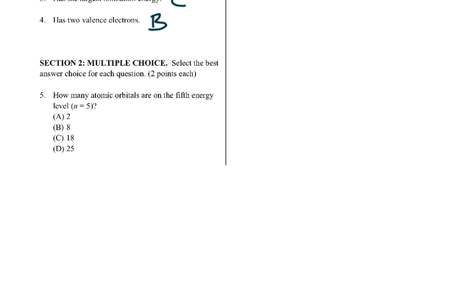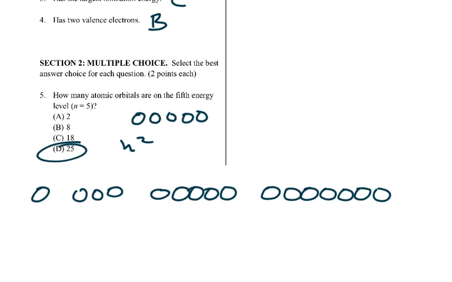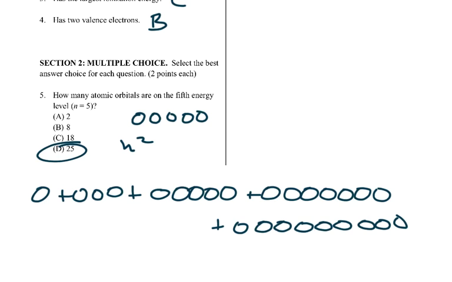Okay, multiple choice. How many atomic orbitals are on the 5th energy level when n equals 5? Atomic orbitals are like the little circles. On level 5, there's going to be 25, n squared. If we look at that, there's an s, there's 5p, there's 5d, there's 5 f's, that's 7 of them, 1, 2, 3, 4, 5, 6, 7. And then we're going to have 9. So 1 plus 3 plus 5 plus 7 plus 9 comes out to be 25. So n squared orbitals.